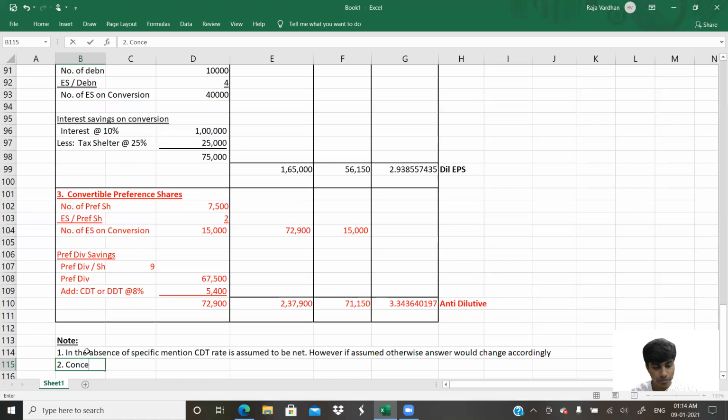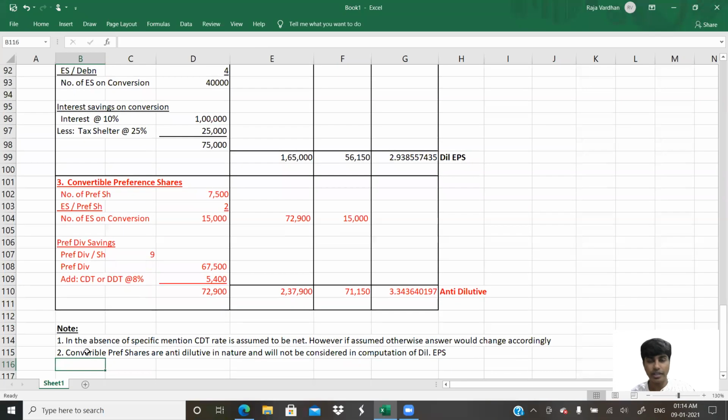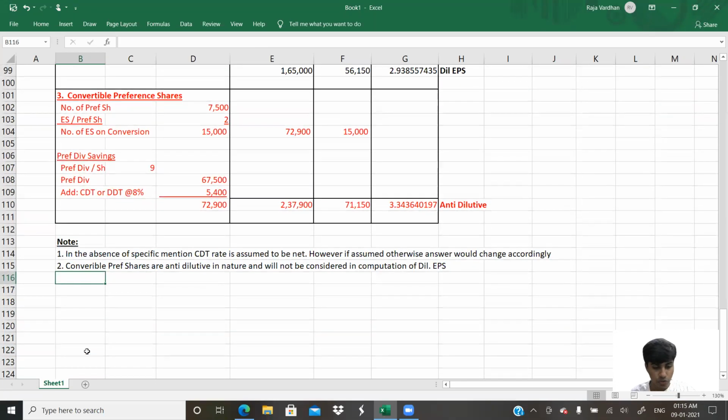The second important point is convertible preference shares, anti-dilutive in nature and will not be considered in computation of dilutive EPS. You get that? So these are the two important pointers. That's it. Now we would have to do our basic EPS and diluted EPS. So come on, let us do this disclosure part, particulars.